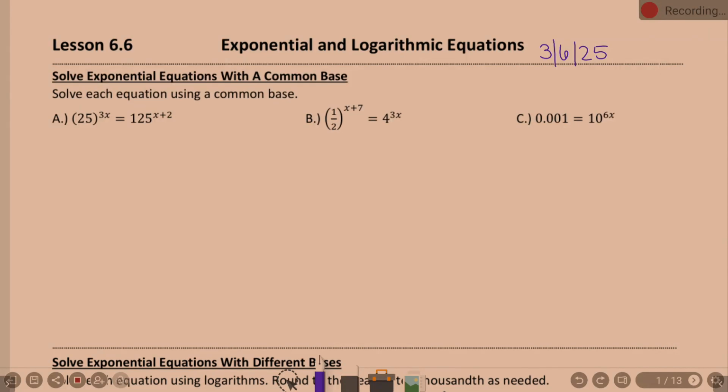Lesson 6.6. We are, in short, solving equations. We're taking everything we've learned in this chapter and using it to solve equations like this one, in exponential form. We'll also talk about some log form equations. The front page is pretty much exponential equations.